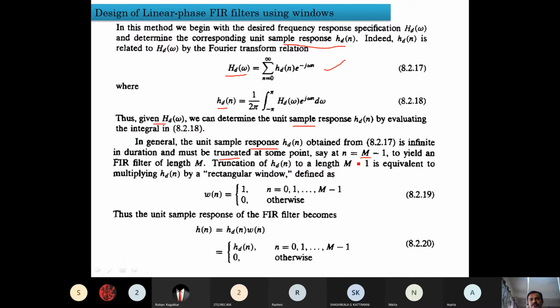Instead of going for infinite duration in this equation, the summation of the Fourier transform, if we truncated at some point, say m minus 1 points, or you may say the length of this sequence is m itself, then the n duration is up to m minus 1 to yield an FIR filter of length m. So the truncation of small hd of n to a length of m minus 1 is nothing but multiplying hd of n by a rectangular window.